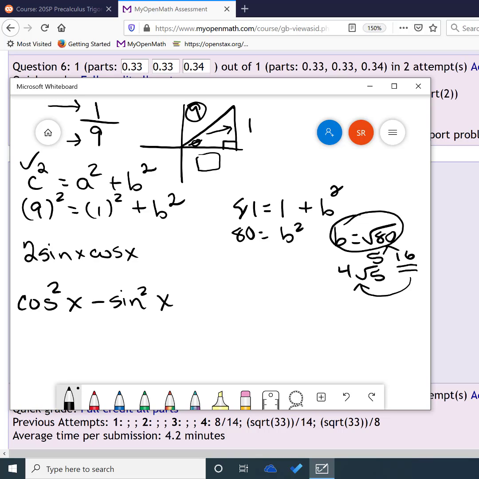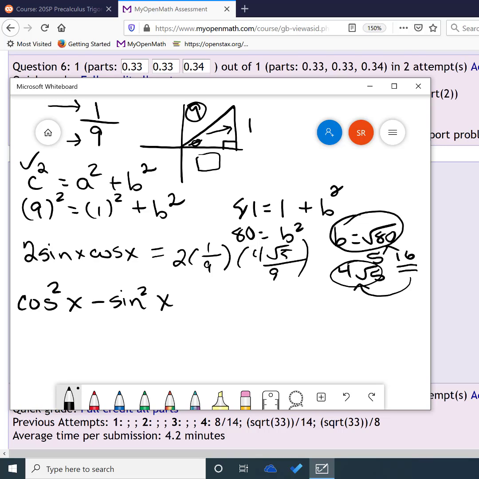The formula for this one is 2 times the sine times the cosine. So sine, you already know, is 1/9. Cosine is this missing side over the hypotenuse. So you just do some multiplication with your fractions, and you get 8 square root of 5 over 81.